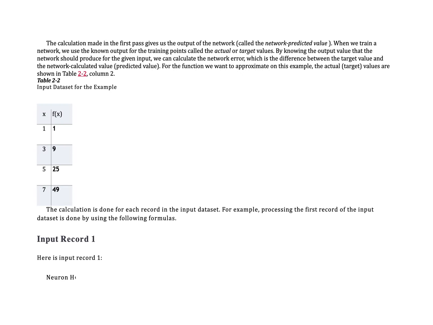The calculation made in the first pass gives us the output of the network, called the network predicted value. When we train a network, we use the known output for the training points, called the actual or target values.